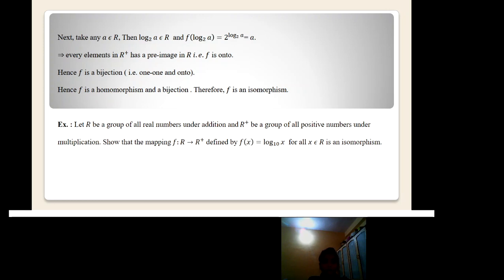Hence, F is a homomorphism and a bijection. Therefore, F is an isomorphism. Then another example is the same as the second example. Let R be a group of all real numbers under addition and R plus be a group of all positive numbers under multiplication. Show that the mapping F from R to R plus defined by f of x equals log x to the base 10 for all x belonging to R is an isomorphism.